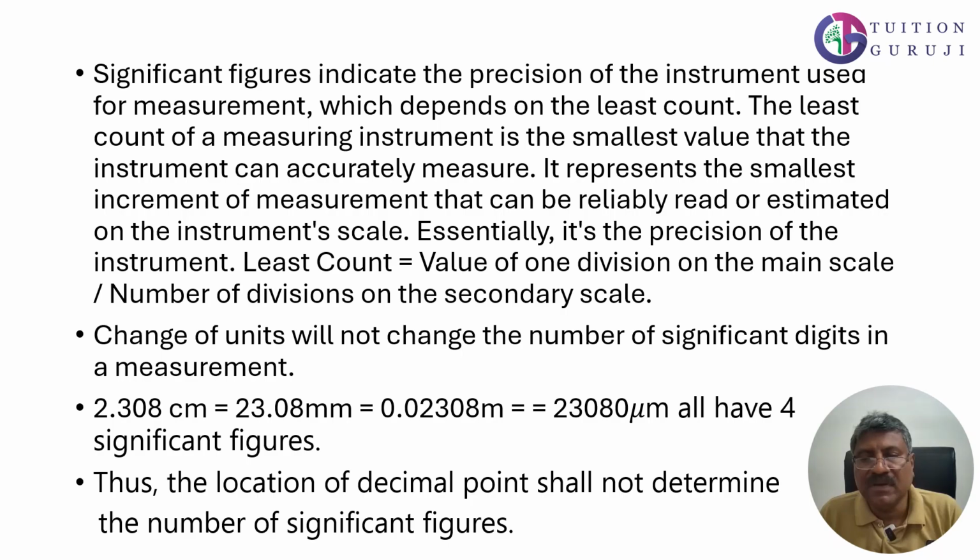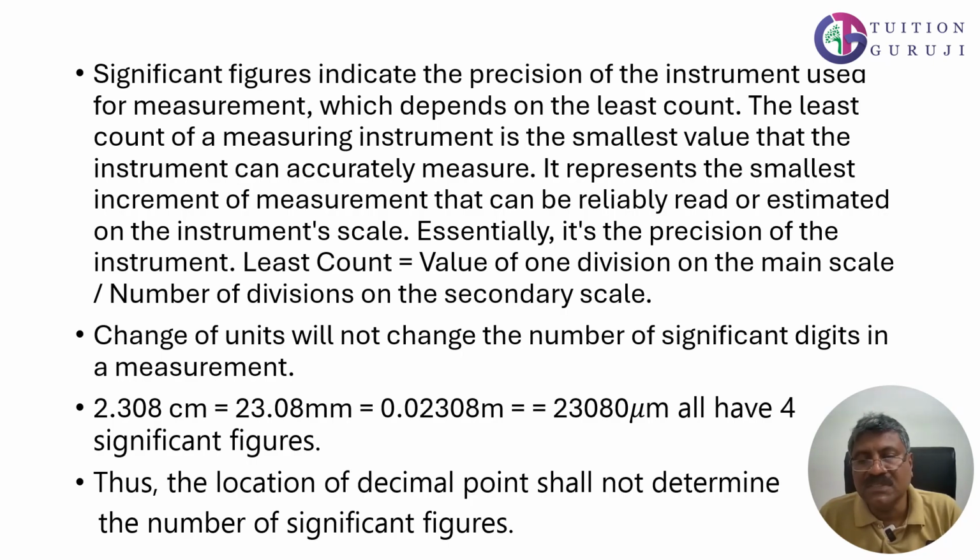Least count is equal to value of one division on the main scale divided by number of divisions on the secondary scale. For example, if you are using a meter scale for measurement, or the scale in your instrument box, the smallest value that can be measured is only 1 mm. Therefore, the least count will be 1 by 10, which is 0.1. 0.1 will be the least count of the meter scale.